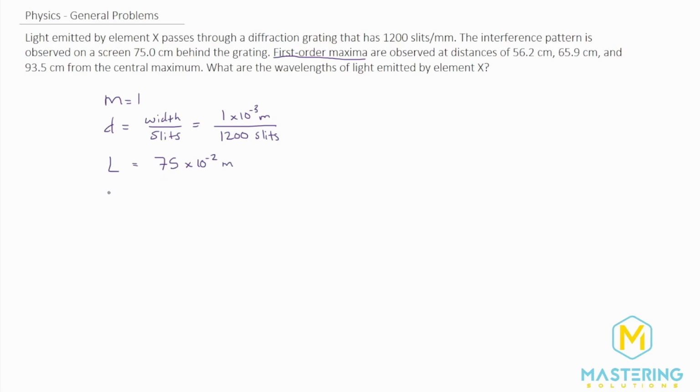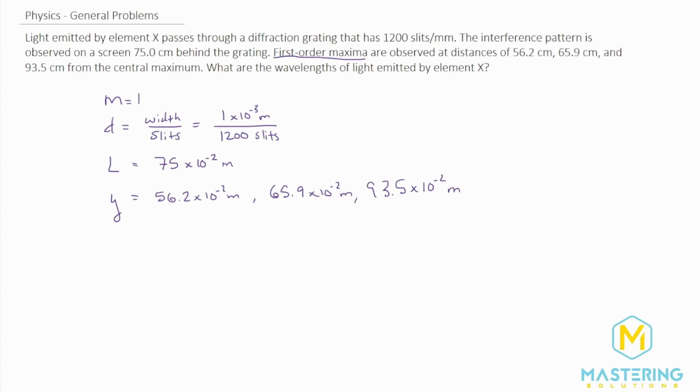We're told that y is several. So we have 56.2 times 10 to the negative 2 meters. We also have 65.9 times 10 to the negative 2 meters, and we also have 93.5 times 10 to the negative 2 meters. And as we said already, they're all going to be m is 1.